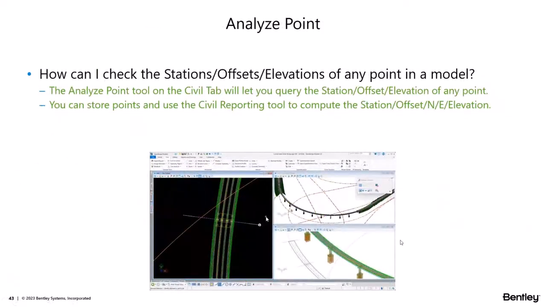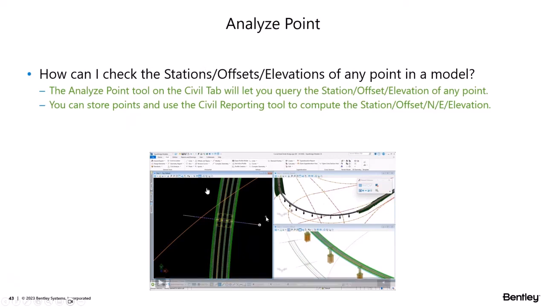Another one, I happened to use this yesterday, but it does come up quite a bit. How can I go about checking stations, offsets, and elevations of points in my model? I'm not used to working in 3D here, or maybe I'm used to using an older Bentley product for this, like InRoads or GEOPAK. How do I go about checking these things?